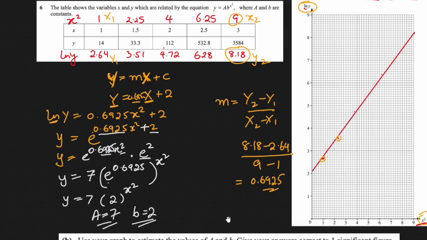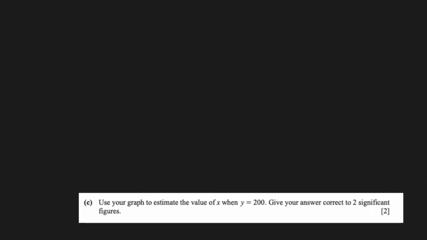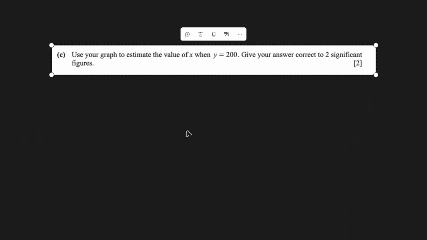All right. Is there a part c also? Yes, there is one. So what does it say? Use your graph to estimate the value of x when y is equal to 200.